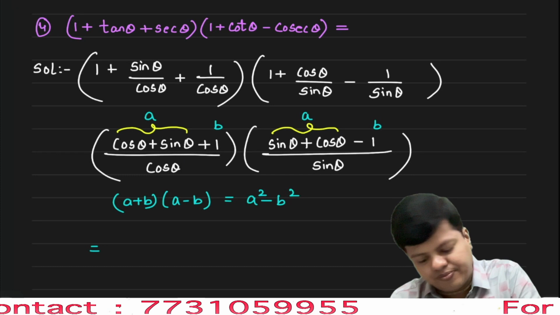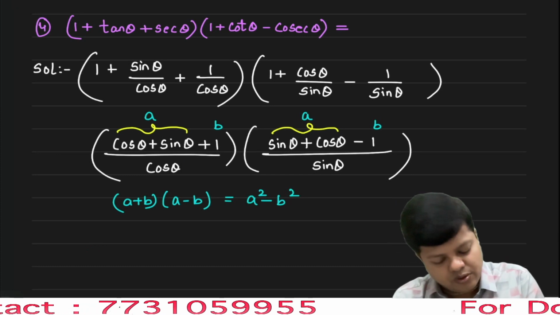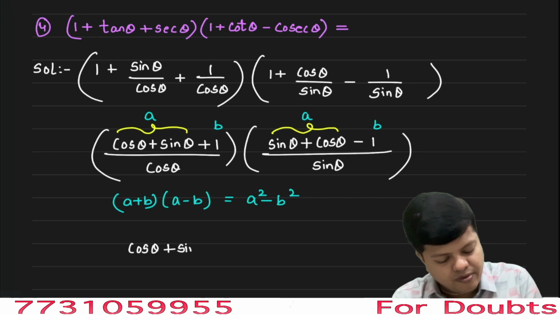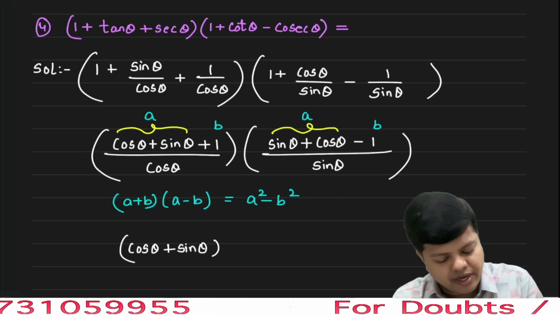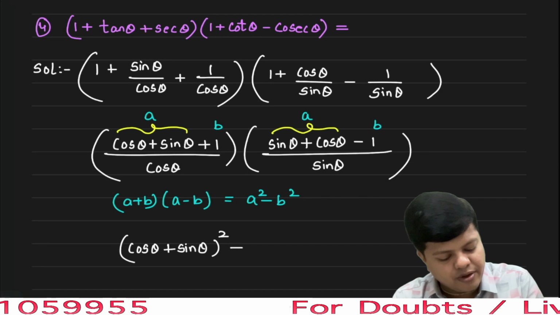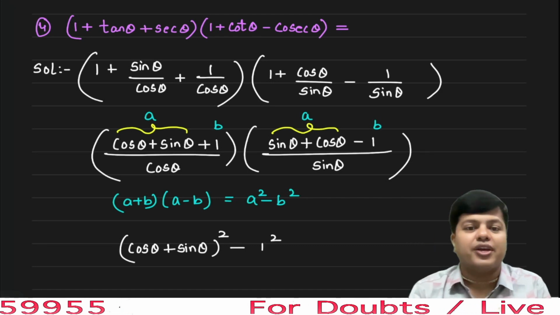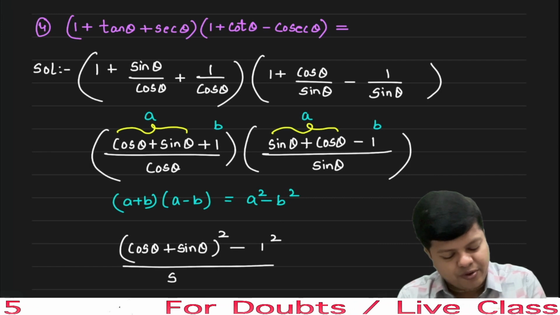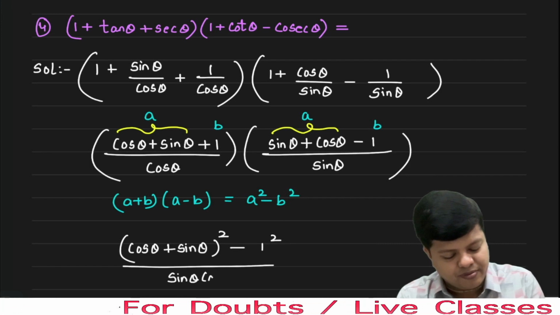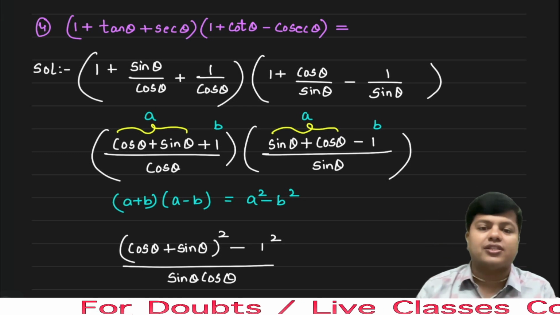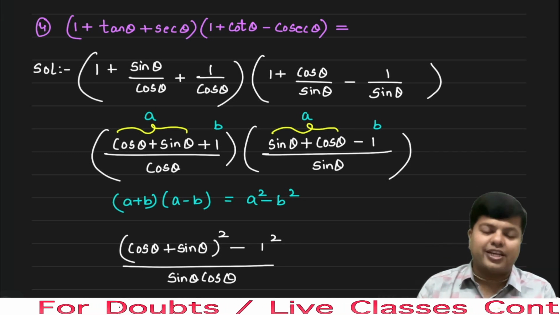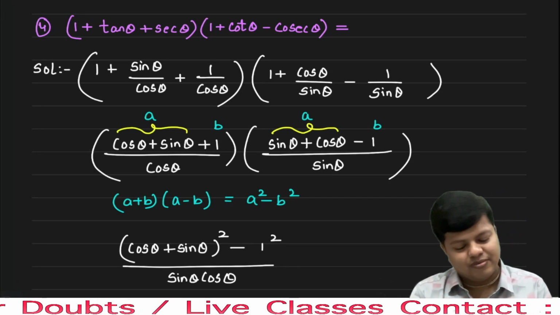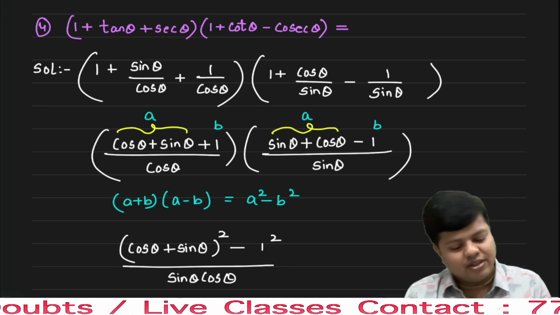You see, (cos theta plus sin theta) whole square, (a plus b) whole square, is a square minus b square, 1 square, by sin theta into cos theta. Up to now, you just expand (a plus b) whole square and you will get the answer. Okay, sir. So how to do?